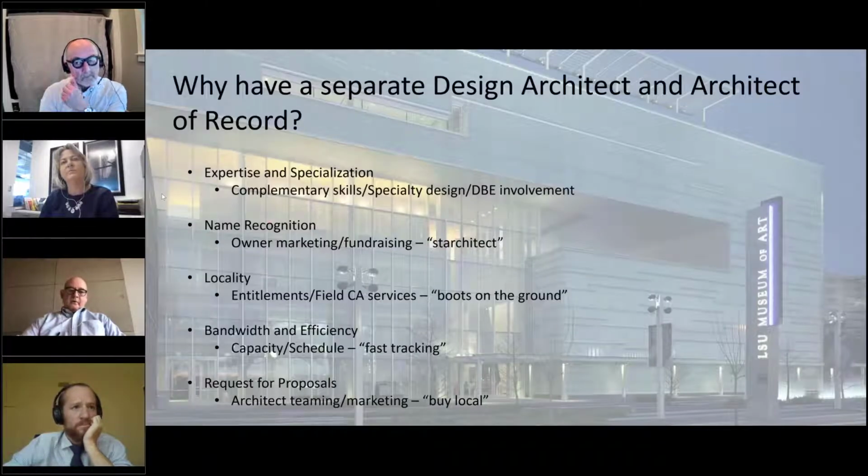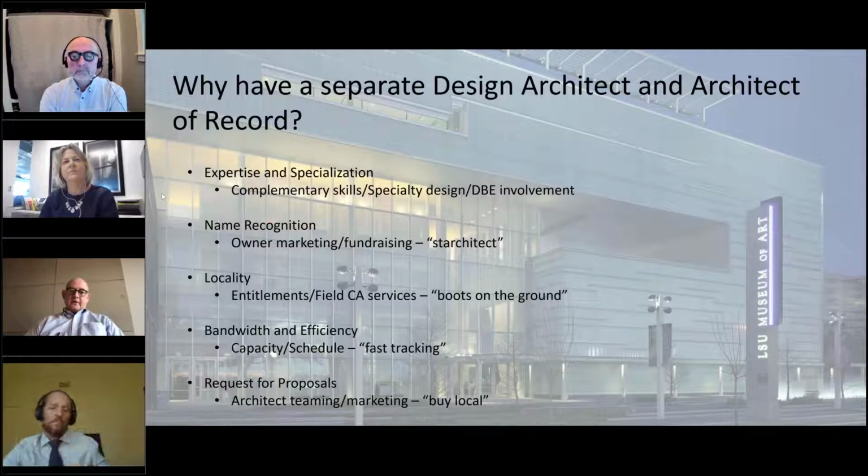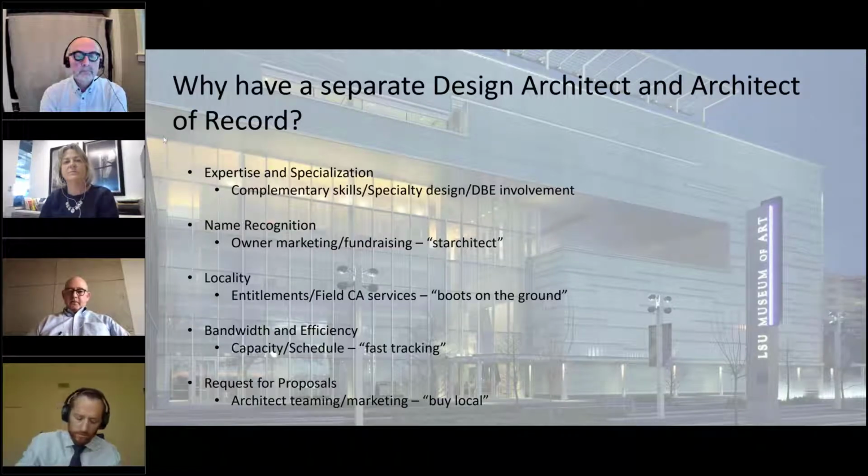So what are the circumstances under which this might take place where there are two architects working in parallel? Well, in some cases, maybe the client wants complementary skills and maybe one of the architects has a certain specialty that they have a deep portfolio in that they can bring to the mix. Maybe there's a desire or a mandate to have an involvement from a minority representation, disadvantaged business, something like that.